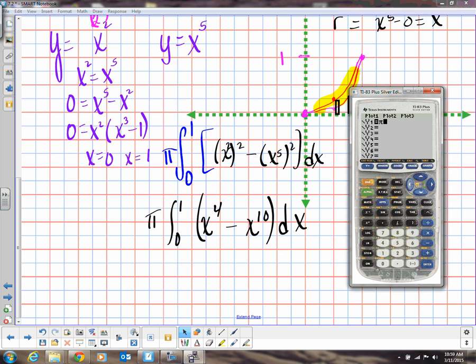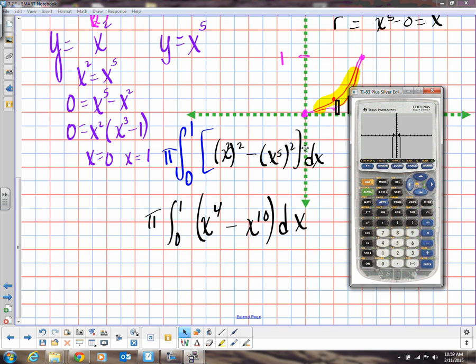And then I'm going to do parenthesis. I'm going to type in x raised to the 4th, minus, x raised to the 10th. Right, so what did I type in? Pi, x to the 4th minus x to the 10th, correct? So then we're going to hit graph.